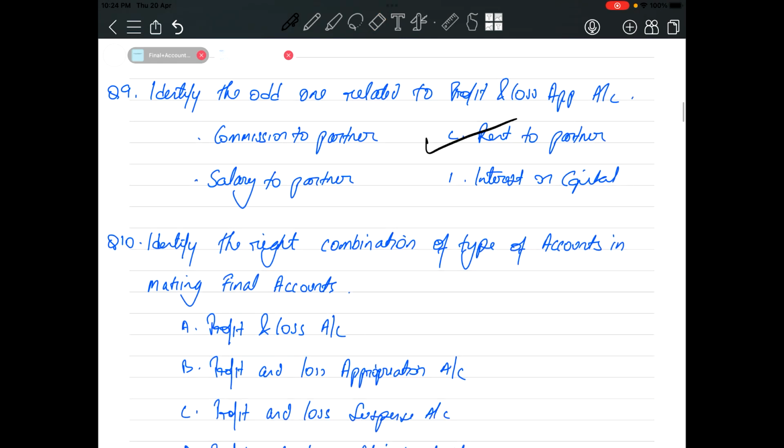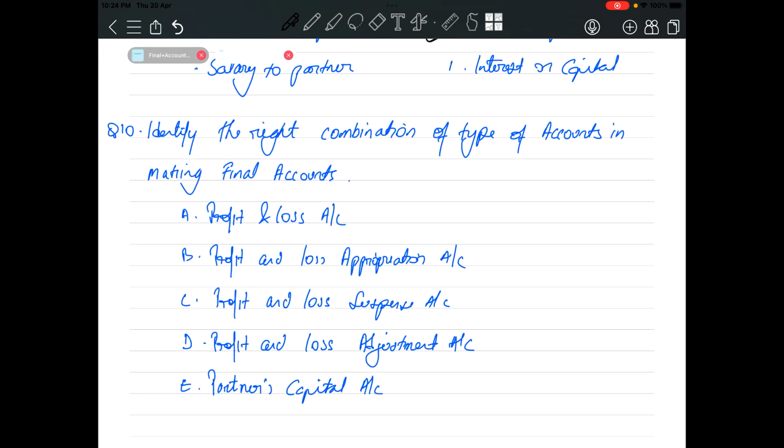Now let's move to question number 10. Identify the right combination of type of account in making final accounts. So when we prepare final accounts, what are the accounts which we will prepare?